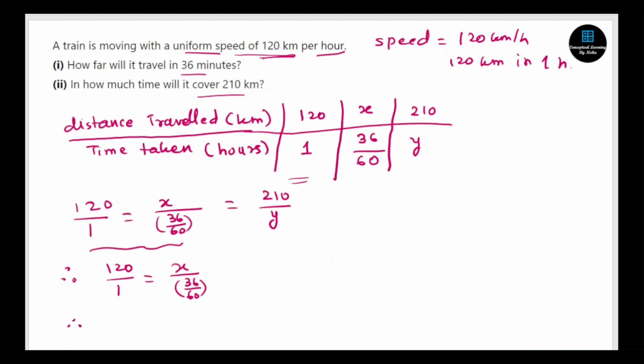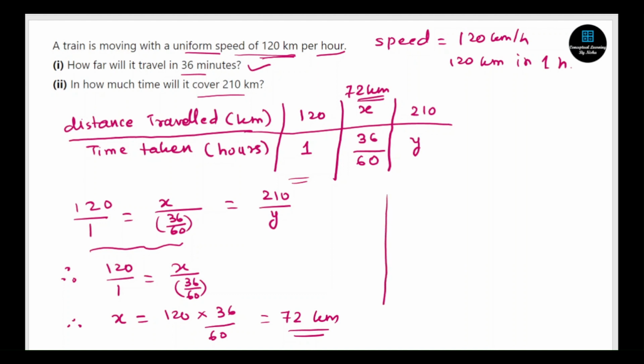Now cross multiply as I said, and I'll write x equals 120 into 36 upon 60. Now it is very easy. I can cancel out 60 and 120. I'll get 2. 36 times 2, I'll get 72, right? So I get this answer, 72 kilometers. So you have to write this answer. It will travel 72 kilometers in 36 minutes. Alright. Now let's solve the other one.